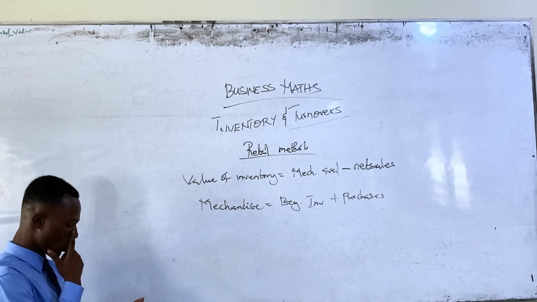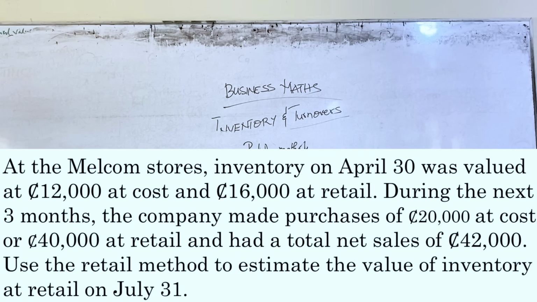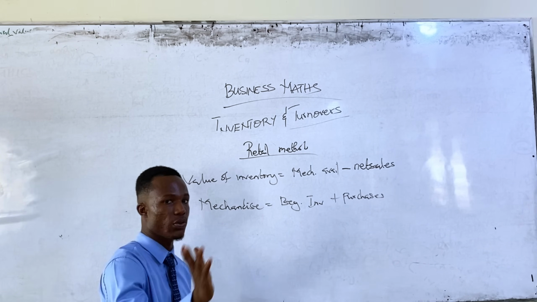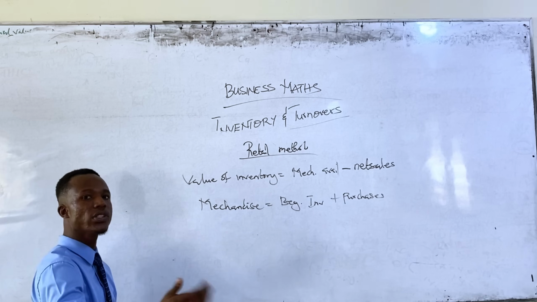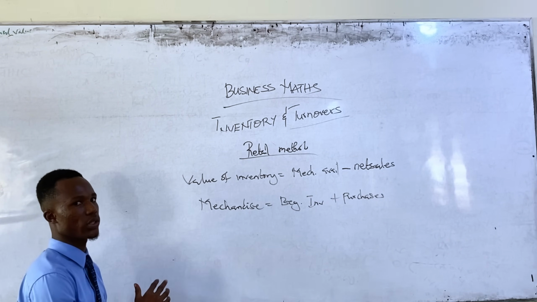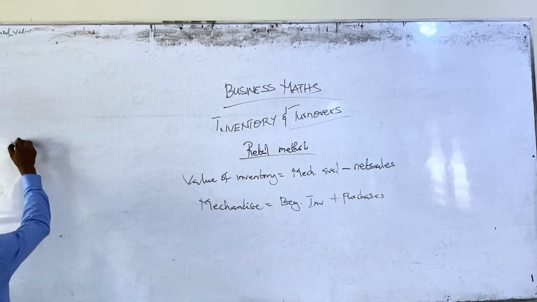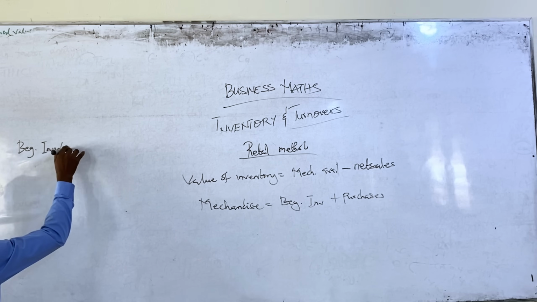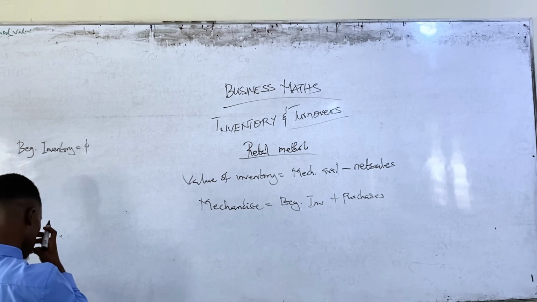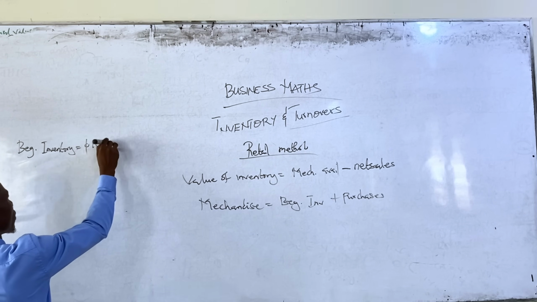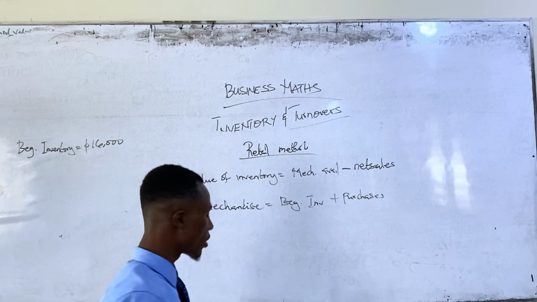So it says at Malcolm stores, inventory on April 30th was valued at 12,000 at cost and 16,000 at retail. So you see, they have given you beginning inventory at cost and retail. When the question says use the retail method, you go for retail. Use the gross profit method, you go for cost. So our beginning inventory is equal to, at retail, 16,000. Okay, that will be 16,000.